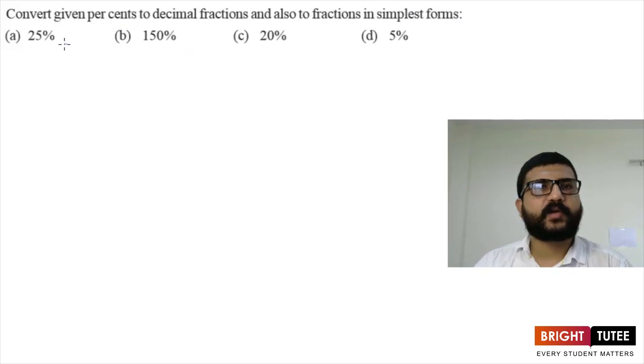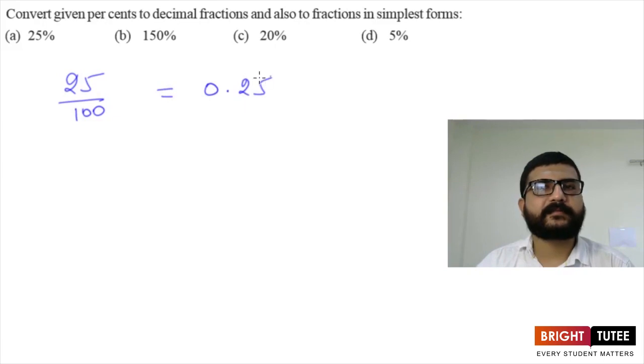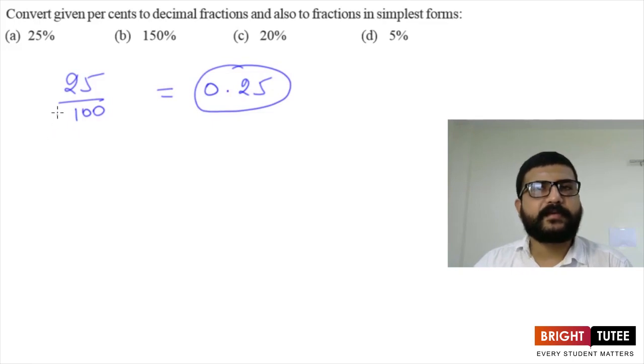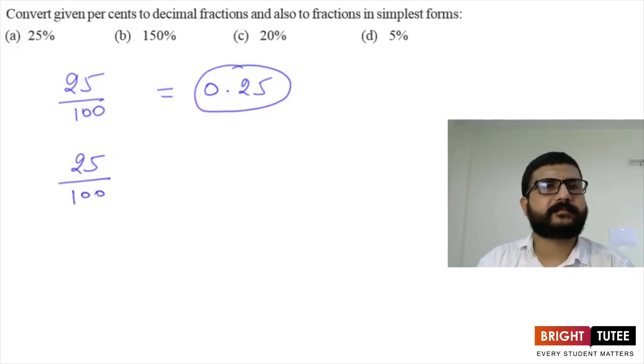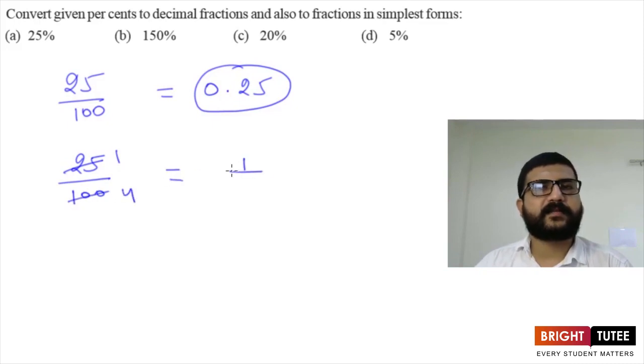So the first one here is 25%. So what we can do, we can write it as 25 upon 100. So this will be equal to 0.25. So we can say 25% is equal to 0.25. Now we have to write it as a simplest fraction also. For that we have to simplify this fraction 25 upon 100. 25 ones are 25, 25 fours are 100. So this is 1 upon 4. So the fractional representation of 25% is 1 upon 4 in the simplest form.